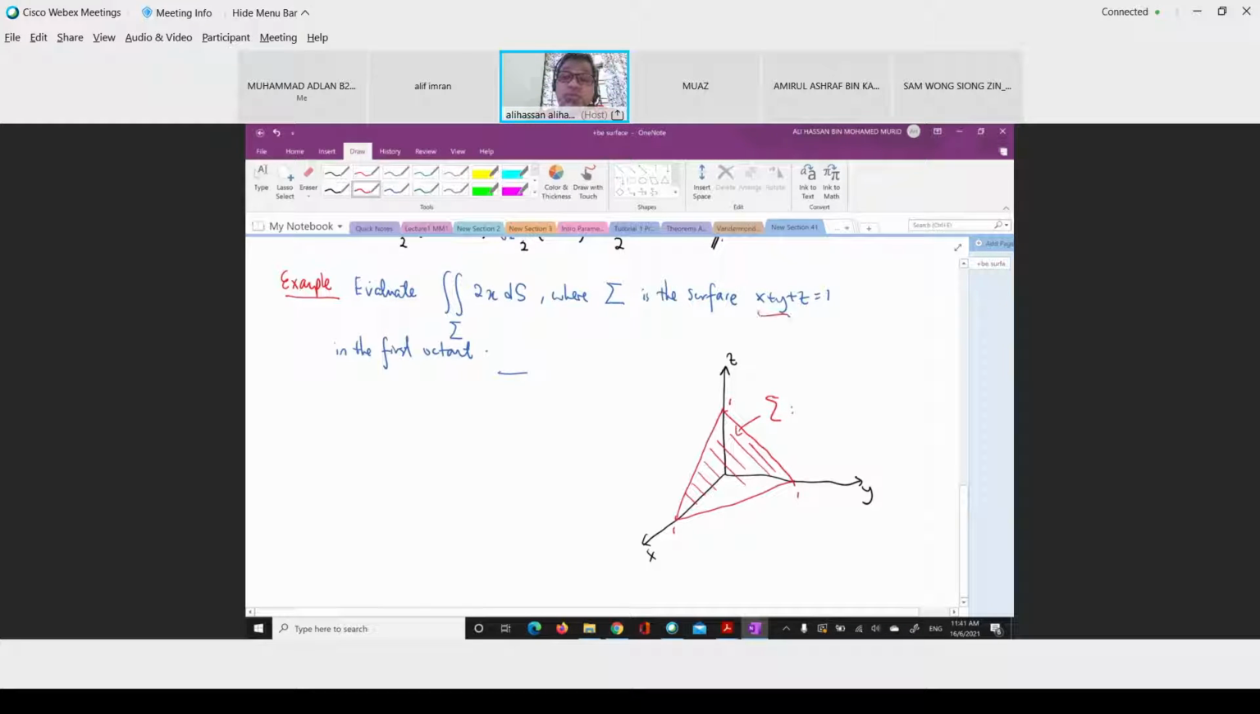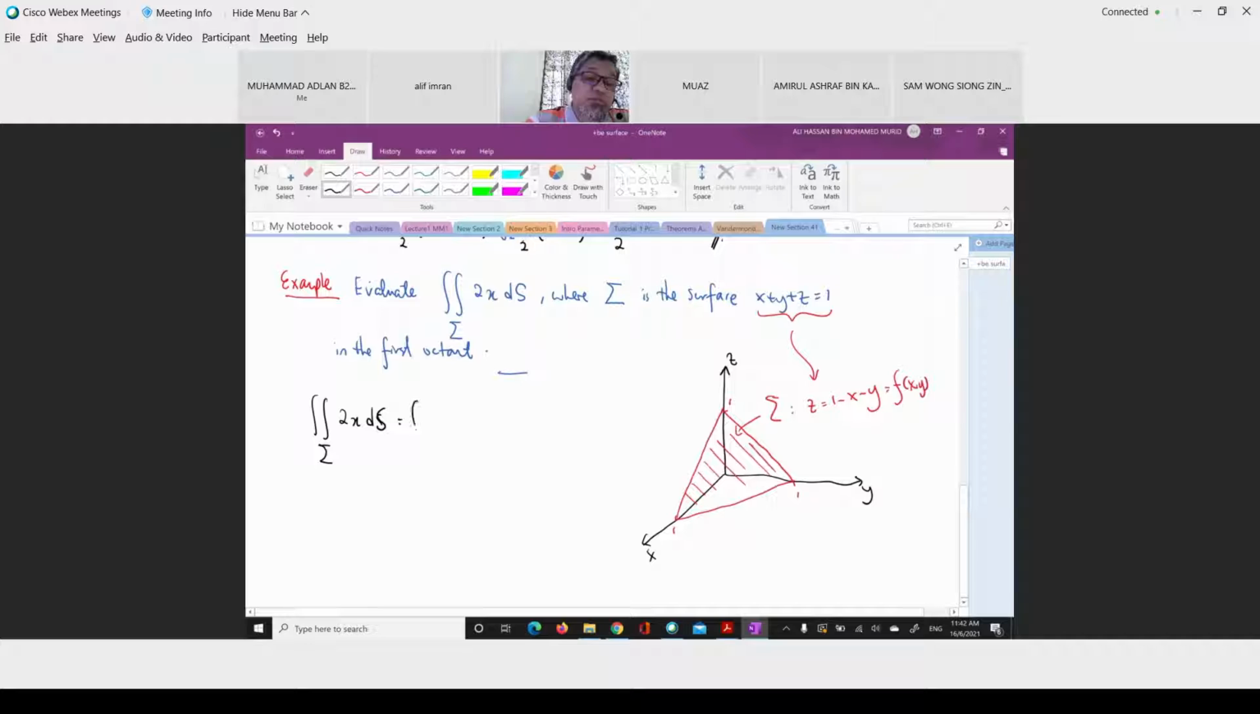Okay, and it can also be written as sigma. From this equation here, we can say that z is equal to 1 minus x minus y. So this is our f(x,y) here. Z is 1 minus x minus y. So therefore, this surface integral, make sure you use capital S here, not small s, because this is related to surface integral.